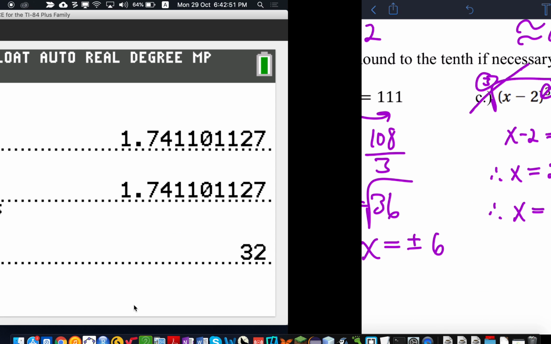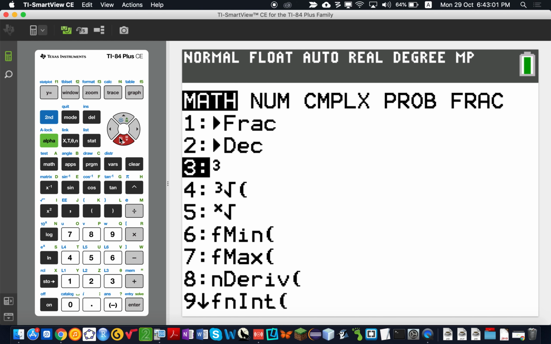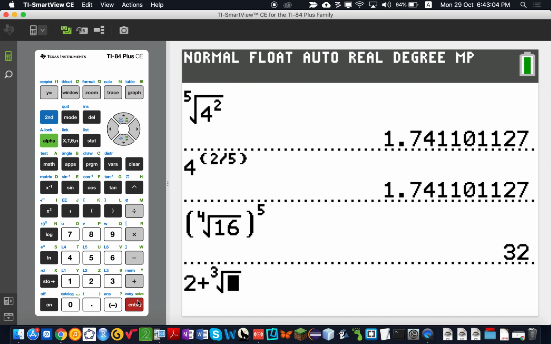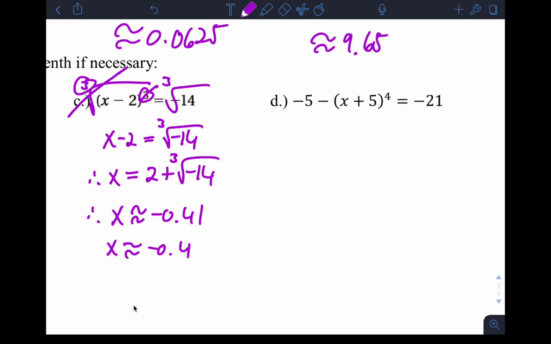So let's go over here and see what happens. So we'll do 2 plus the cube root. Now if you hit math, you'll see that there is a cube root already there. You don't have to mess with it. And then just put in negative 14. You can arrow across, hit enter, and there's the answer. Okay, so this is not exactly equal to, it's approximately equal to negative 0.41. Okay, it says round to the nearest tenth, so we'll do approximately negative 0.4. All right, so that's what you get if you do that.